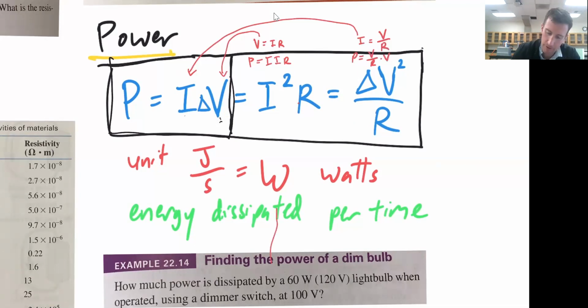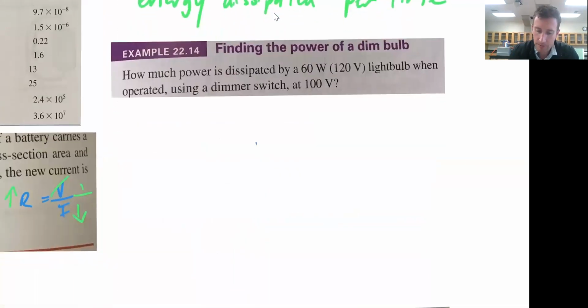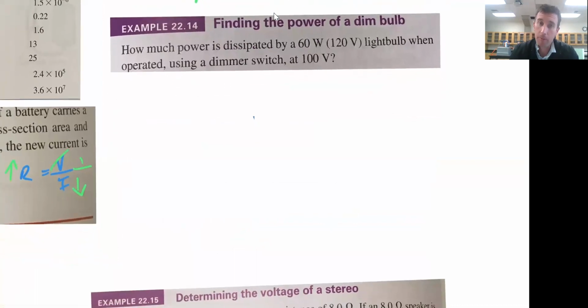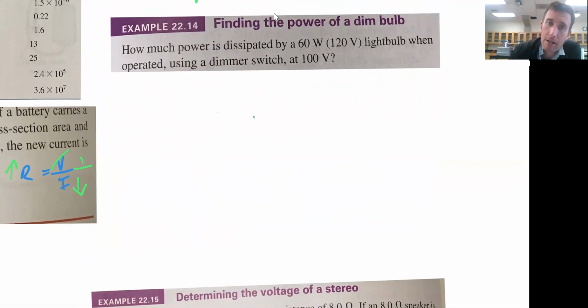Let's do a couple examples. Okay, so finding the power of a dim bulb. How much power is dissipated by a 60-watt, 120-volt light bulb when operated using a dimmer switch at 100 volts? So I need power.